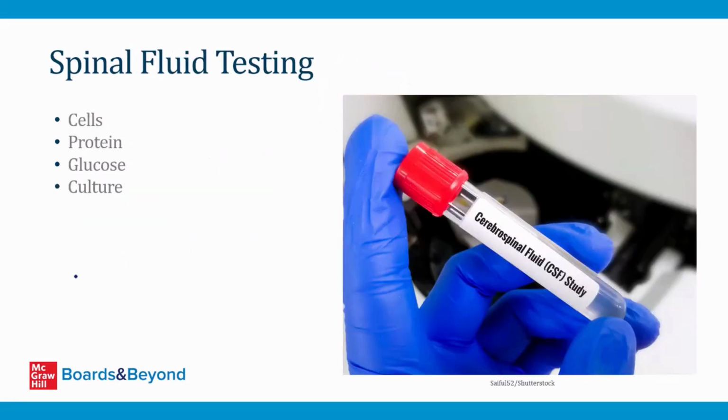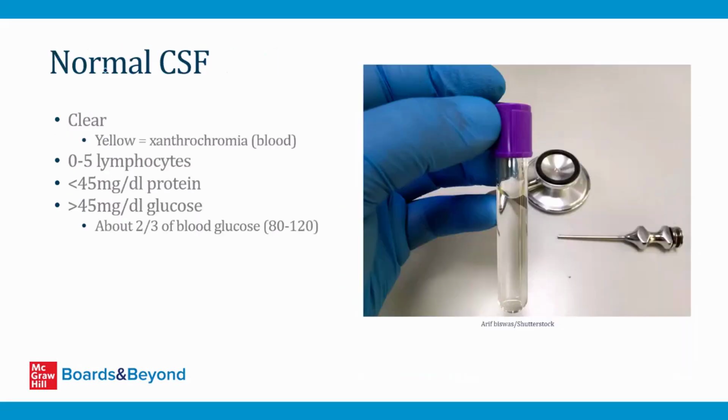Okay, so once you get a sample of CSF in a patient with suspected meningitis, you send it to the lab, and they basically look for four things. First of all, they look for the presence of white blood cells, they measure the amount of protein and glucose, and then they send a sample of the CSF for a culture to try and grow any pathogenic organisms. So before we talk about abnormal CSF findings in patients with meningitis, let's talk about what normal CSF looks like.